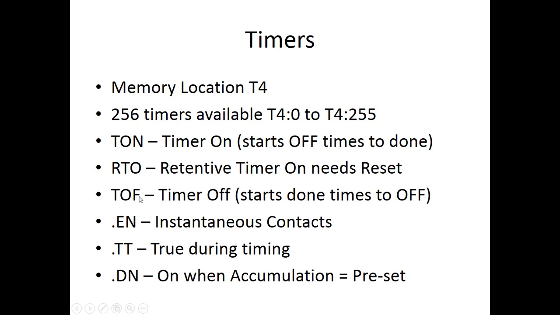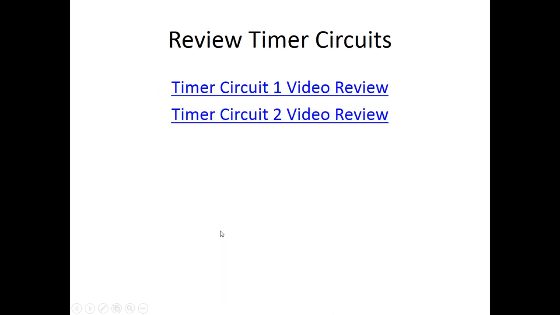The bits that we used a lot were the EN, so T4:0.en is the instantaneous contacts. The TT is true during timing, and this is a combination of the EN and then a normally closed timed contact in series. So the TT is kind of a nice addition here, and we learned about that. And then the DN, so when the accumulation hits the preset, the timer becomes done. Take a look at these two circuits here to see some of the idiosyncrasies of scanning with regards to timers.